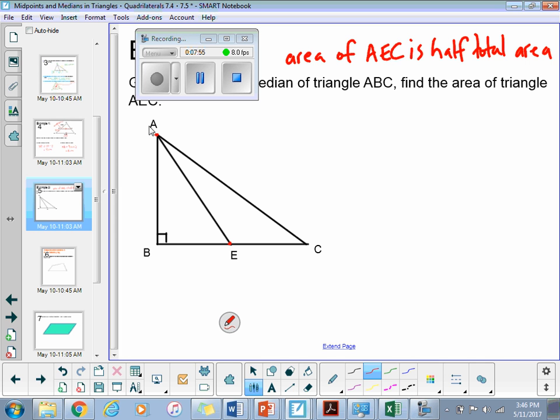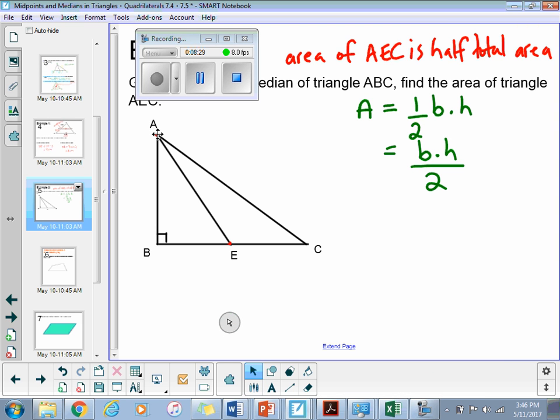So if we were to find the area of triangle ABC, the original large triangle, then cutting it in half, we would have the area of AEC. And if you remember, to find the area, we need to recall the equation. Area of the triangle is half the base times the height, okay? In other words, B times H over 2.